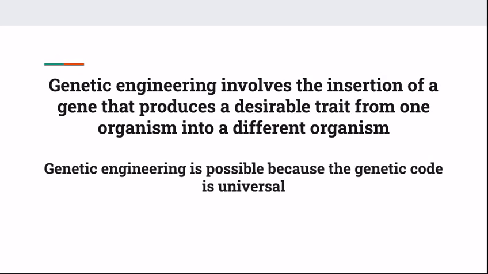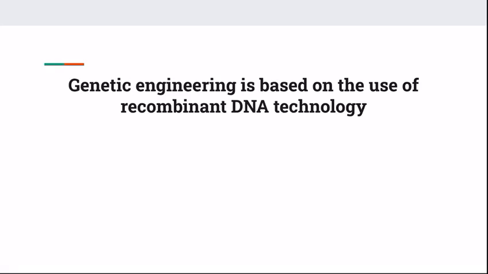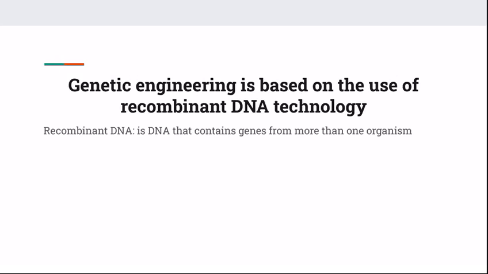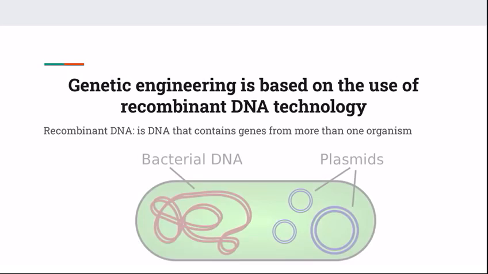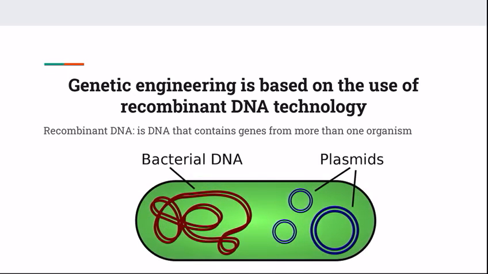Genetic engineering is possible because the genetic code is universal and is shared by all organisms. Genetic engineering is based on the use of recombinant DNA technology. Recombinant DNA is DNA that contains genes from more than one organism. Bacteria are commonly used in genetic engineering to produce recombinant DNA.